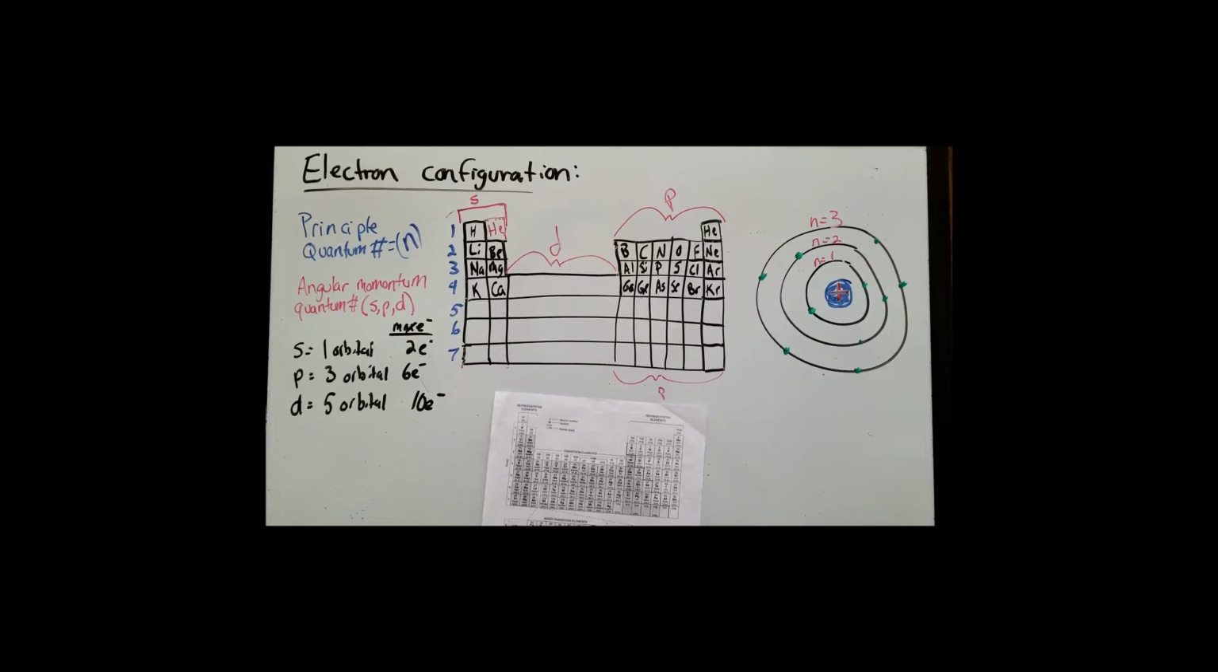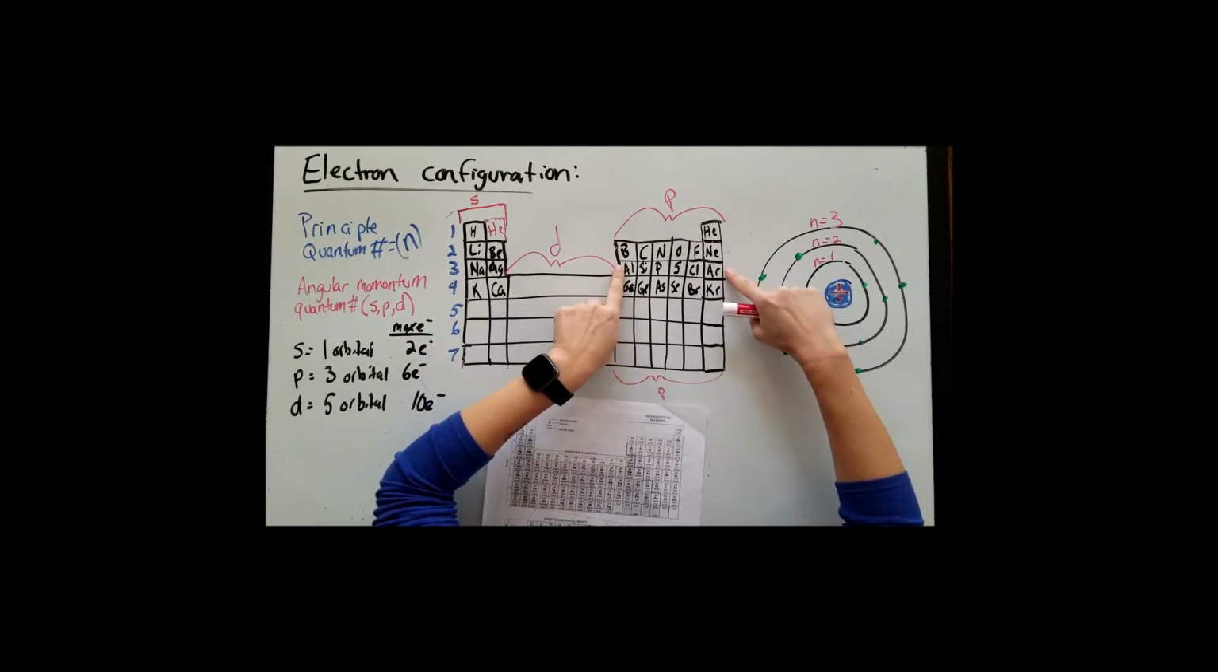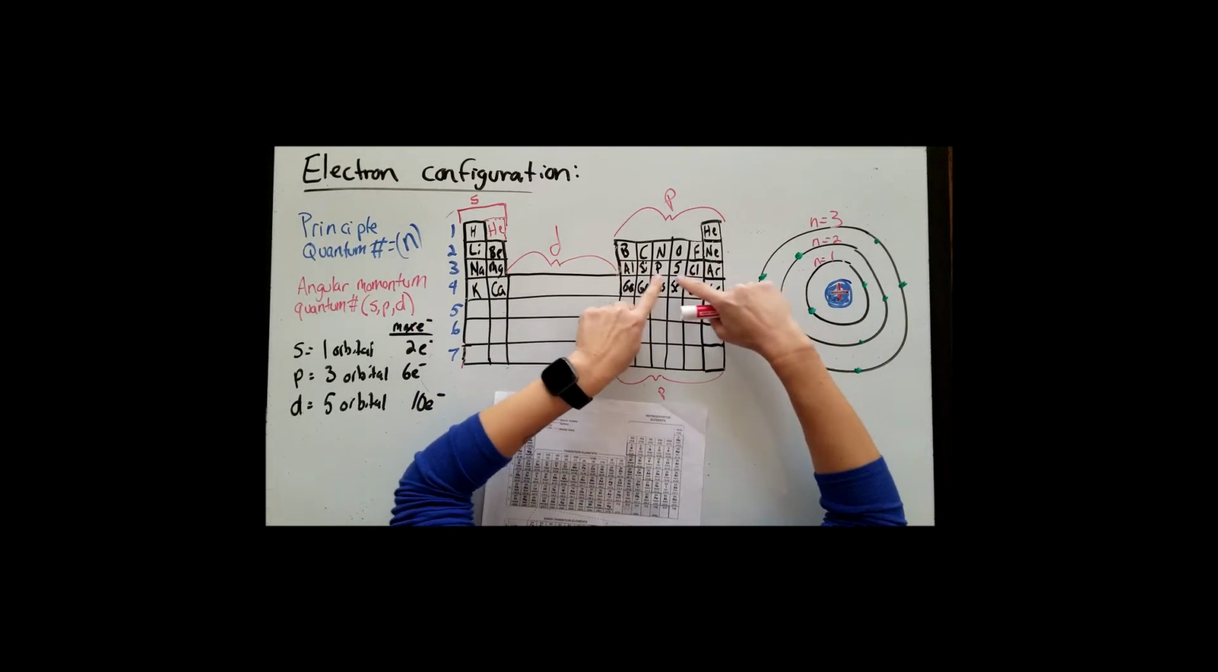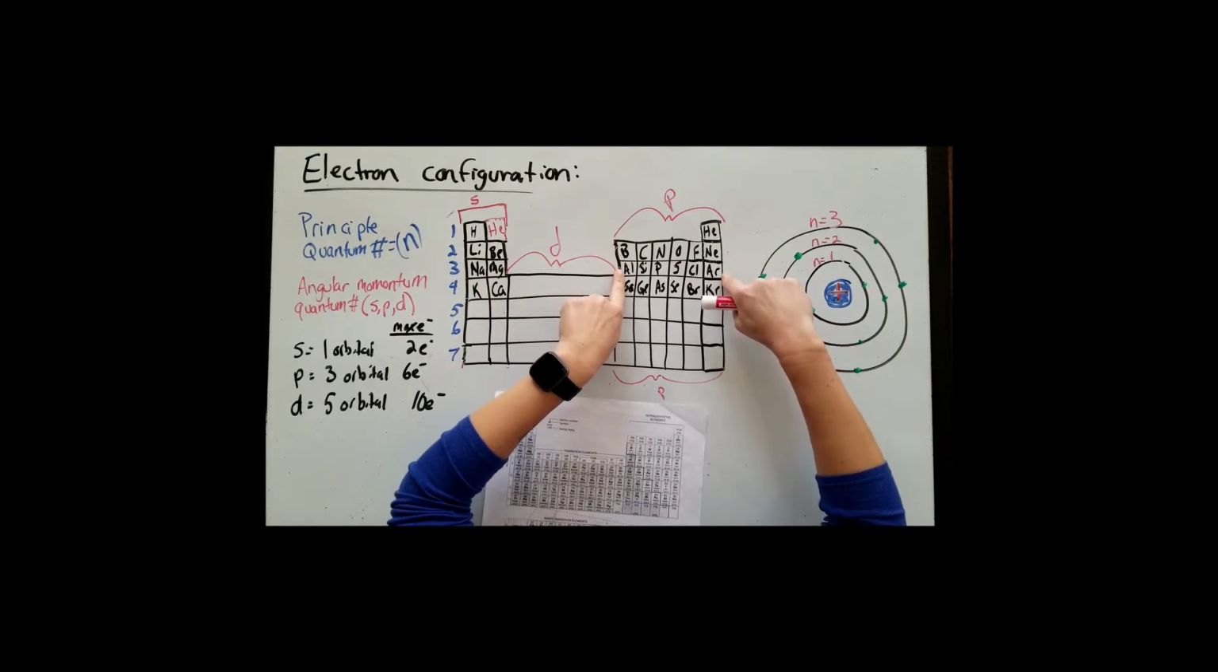And what this is going to do now is help us narrow it down even further. So if I say the electron configuration that I'm describing is in the 3p area, that means you're going to look in period 3, and then you're going to go over to the P block. So I've now narrowed it down from this entire row to just this section of the row. Okay, so that's how that's going to help us.